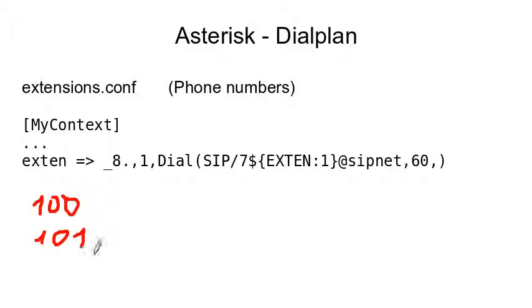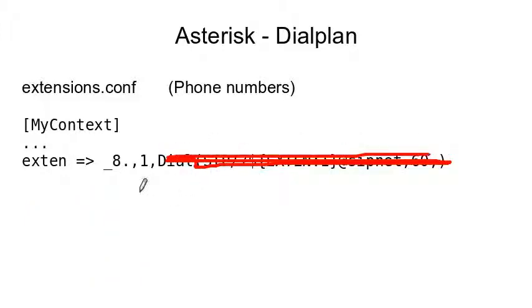So, we've just defined number 100. But we can't do it for every single phone number. We need a pattern to match a lot of numbers at once. Just don't look at this scary thing right now. What you need to look at is here. This is a pattern. It always starts with an underscore. Don't forget it, it's a common mistake.